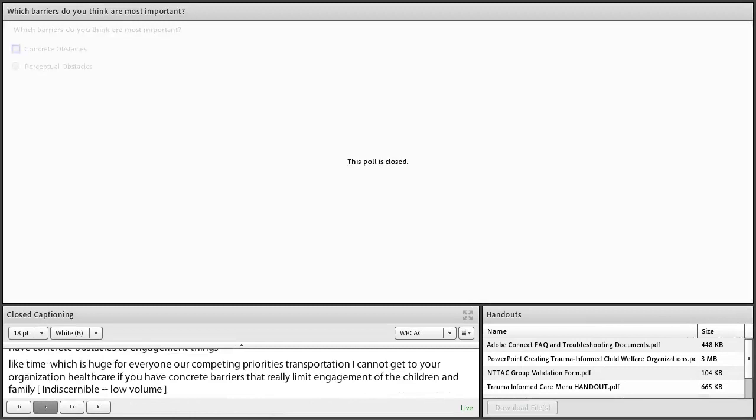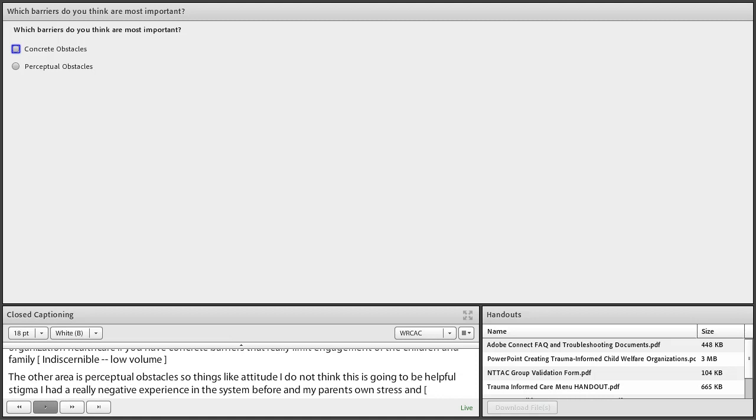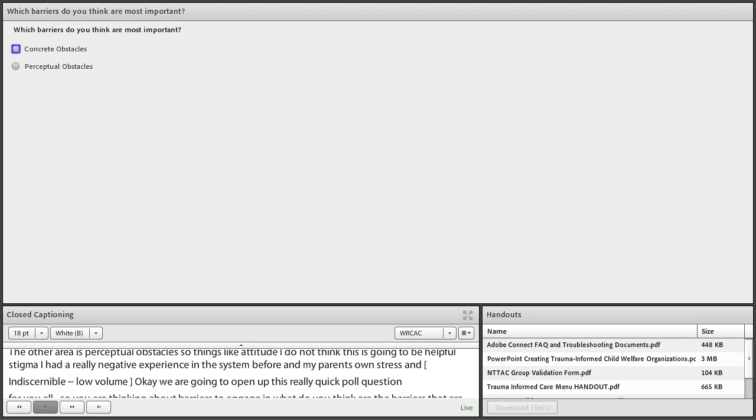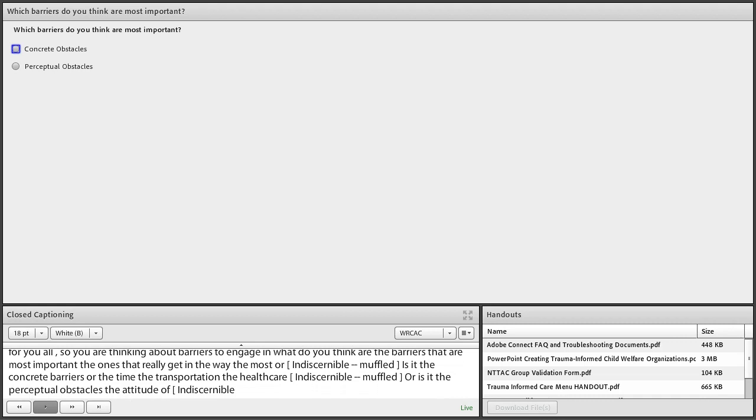Okay, we're going to open up this really quick poll question for you all. When you're thinking about barriers to engagement, which do you think are the most important, the ones that really get in the way the most, or lead to disengagement? Is it those concrete barriers, time, transportation, childcare, competing priorities, or is it those perceptual obstacles, the attitudes about the services you're providing, their past experiences with those services, the stigma associated with potentially some of those services? I'll just give it a second to let those answers roll in.